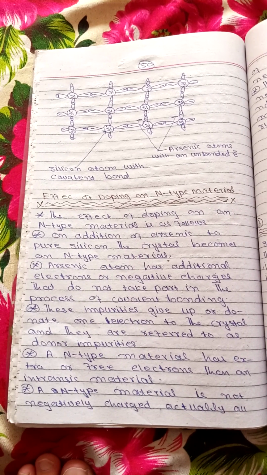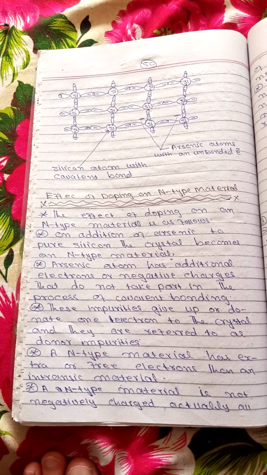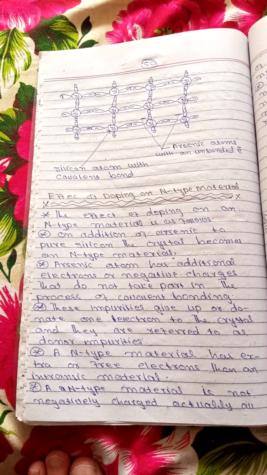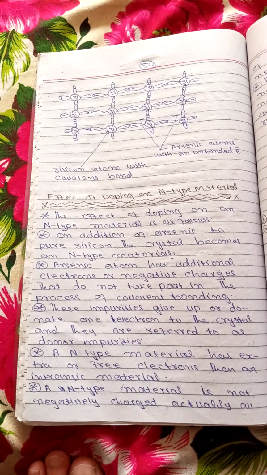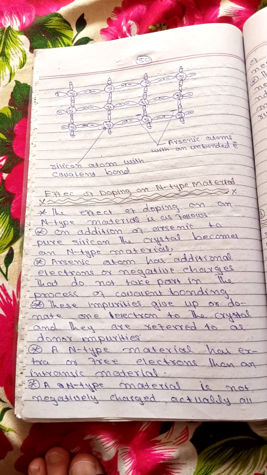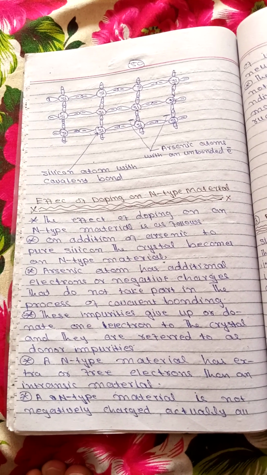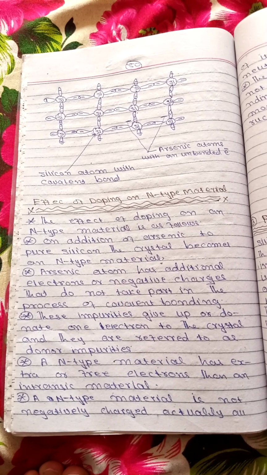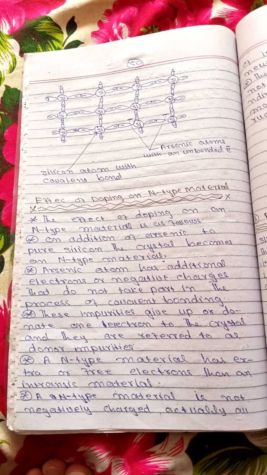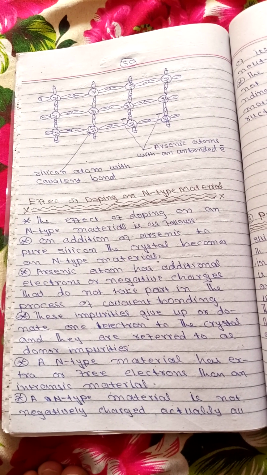ये डायग्राम आप भी दे सकता है, ये सिलिकॉन एटम्स का भी है। सिलिकॉन एटम्स विद कोवेलेंट बॉन्ड, arsenic atoms with an unbonded electron. Effect of doping on N-type material. On addition of arsenic to pure silicon, the crystal becomes an N-type material. Arsenic has an additional electron or a negative charge. They do not take part in the process of covalent bonding. The impurity gives up or donates one electron to the crystal, and they are referred to as donor impurities. An N-type material has extra or free electrons compared to an intrinsic material.